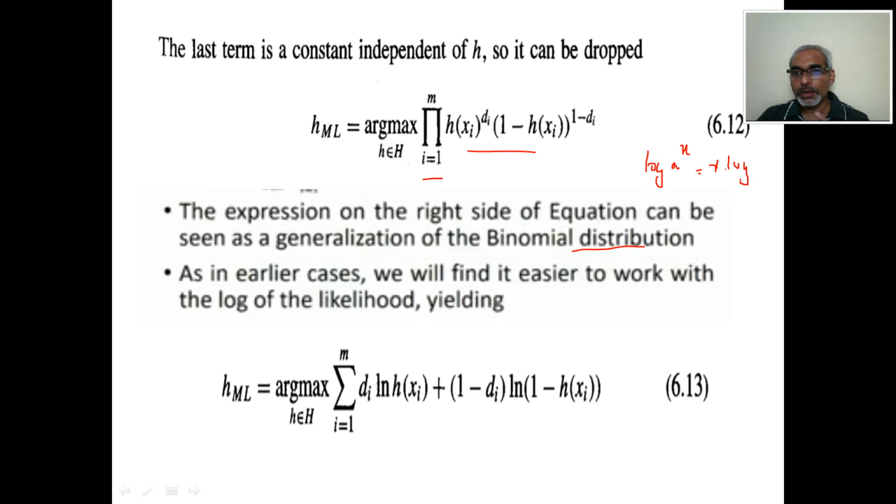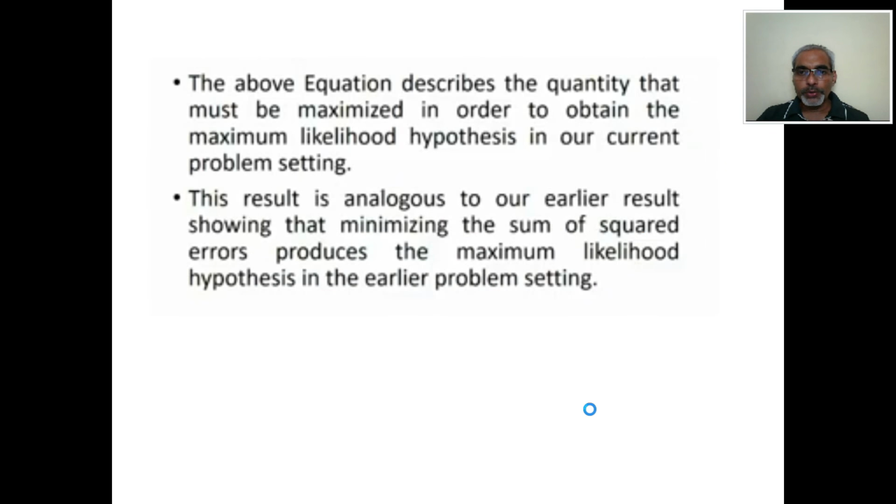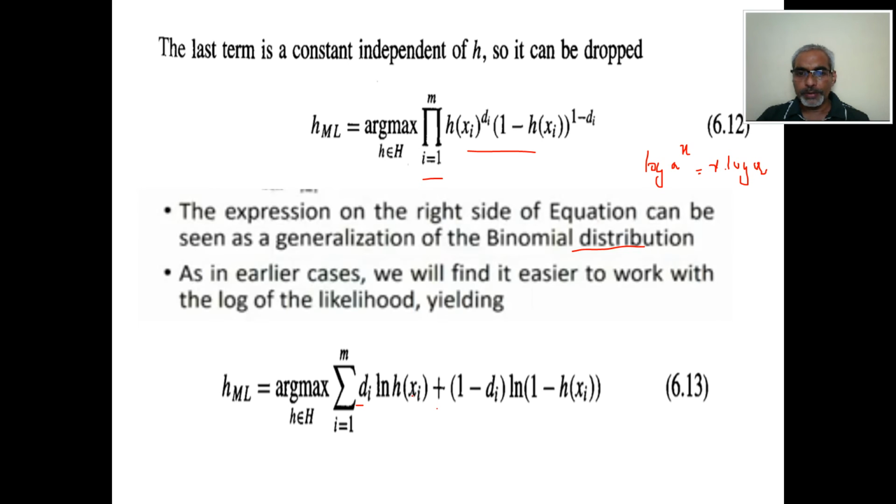X into log a. So with this formula we are going to apply log to h of x to the power of di, so this becomes di into log of h of xi, plus 1 minus di, so again you apply log to the second term, so this becomes 1 minus di into log of 1 minus h of xi. So we are applying the logarithm and converting it into this particular equation.